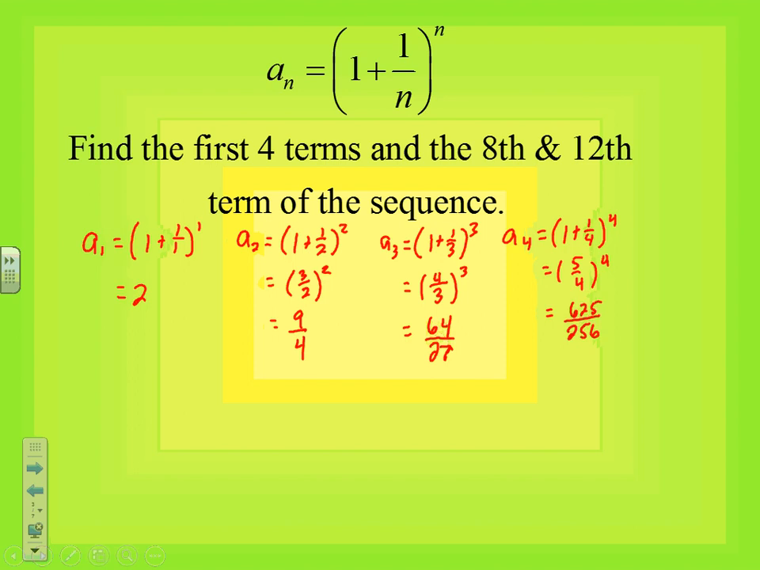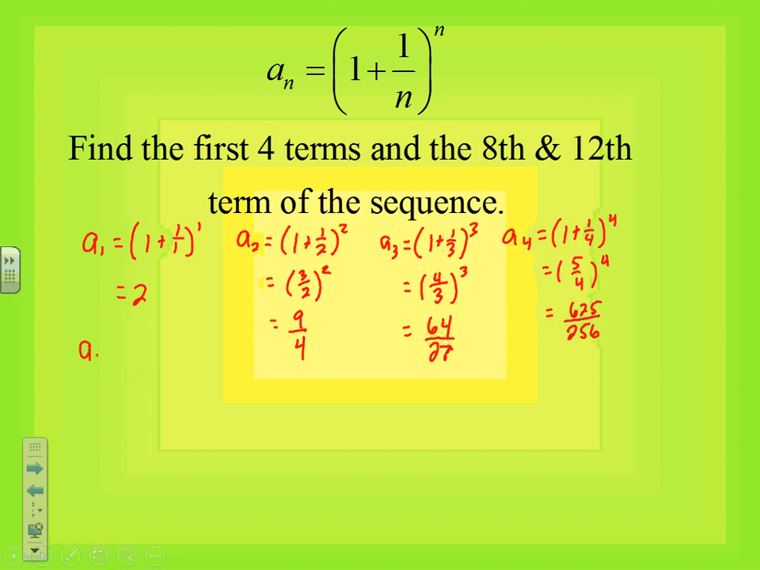So there are the first 4 terms, but now it's asking us, well, what about the 8th and the 12th term? So let's do the 8th term. Now again, looking at the numbers here, it's very difficult to discern what the pattern is. Clearly the numbers are getting smaller, but how much smaller? So it's not worth trying to visualize the pattern on this one. It's just better to substitute your numbers. You'll get the answer more reliably and likely faster.